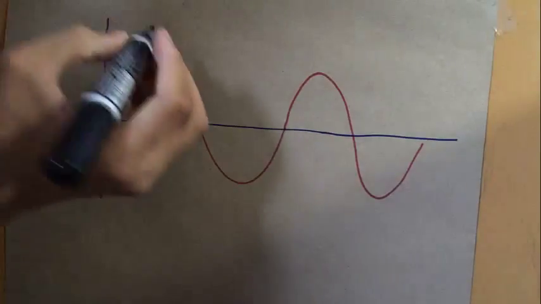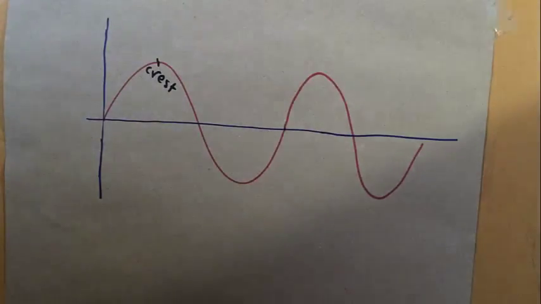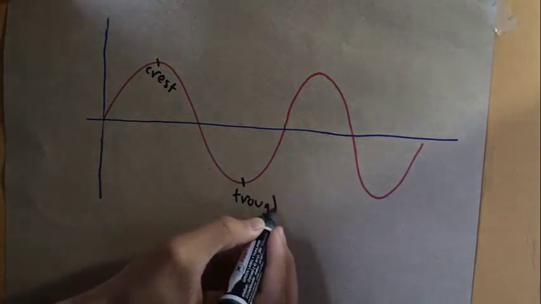Now in a wave there are some parts of the shape of the curve that you can label. The very top point, the highest point, is what we call the crest. The lowest point is what we call the trough. These two points are what we call antinodes, which are the opposite of nodes.